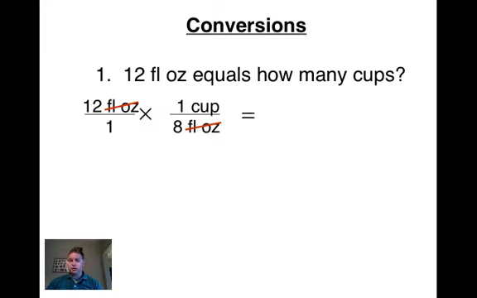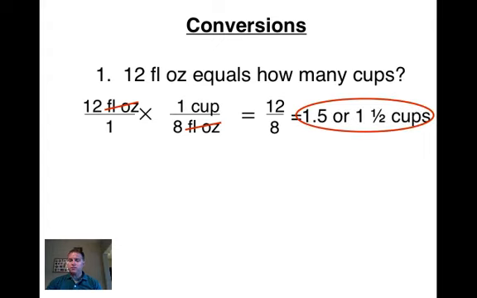So I multiply straight across. 12 times 1, 1 times 8 gives me 12 over 8. If I simplify that, I'll get 1.5 cups. So 12 fluid ounces is equal to 1.5 cups.